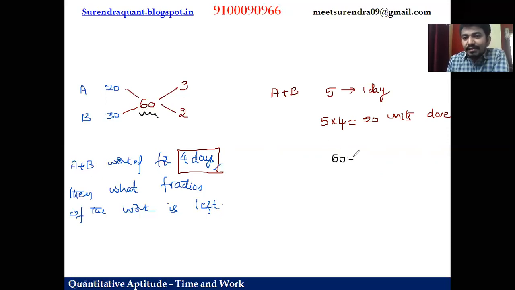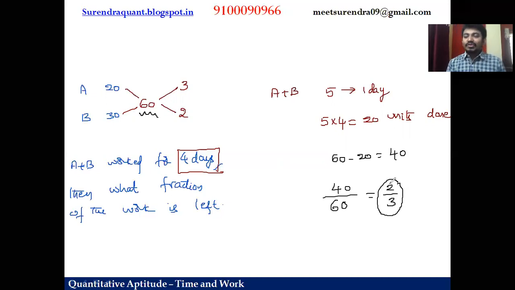Out of 60, if 20 units of work is finished, how much work is left? 40 units is left. Now what fraction of the work is left means, out of the total 60 units of work, we are left with 40 units of work. So if we convert into a fraction, 2/3 of the work is left. So simply 2/3 is our answer, right?